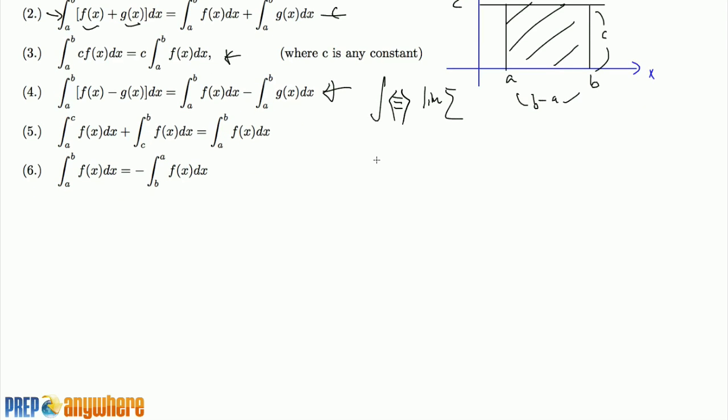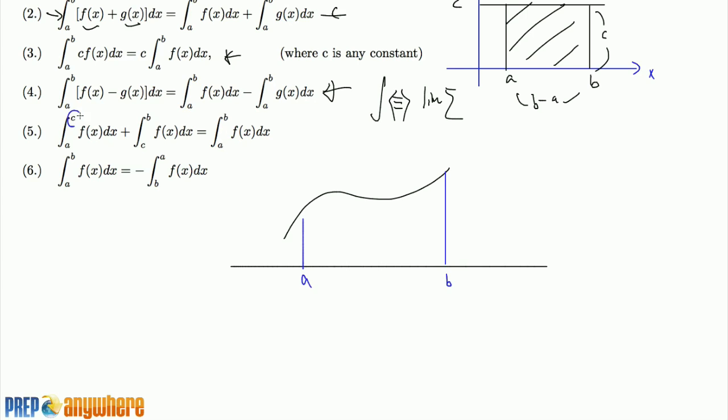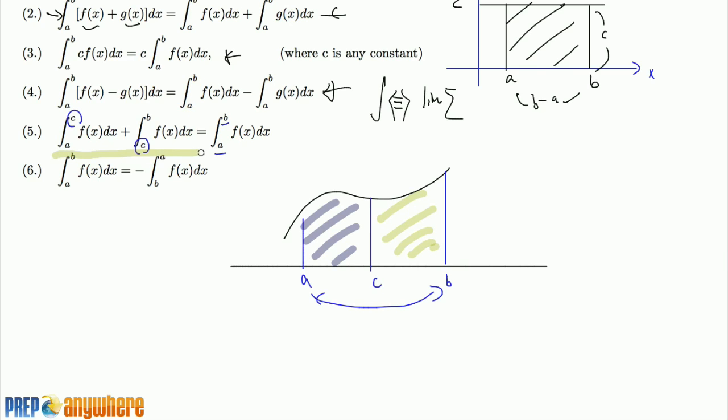Property 5 is a little bit more interesting. So if you have a function, I'm going to make it look obvious. Here we have a and we have b, and there's a c. Now if c was in the middle of a and b like this, it's pretty obvious that the whole area from a to b is equivalent to the area from a to c plus the area from c to b, right? So this clearly is true.